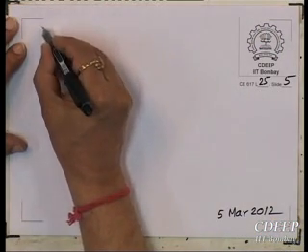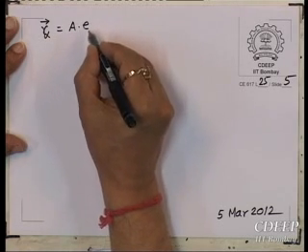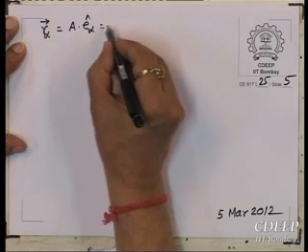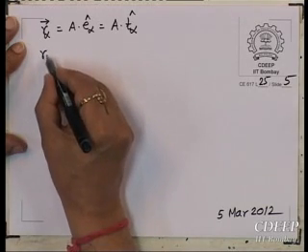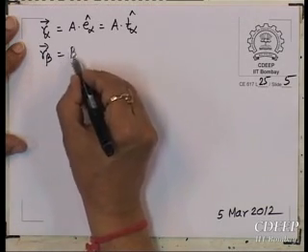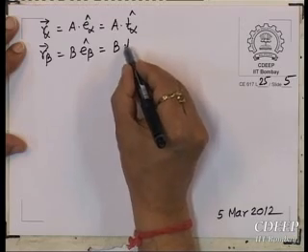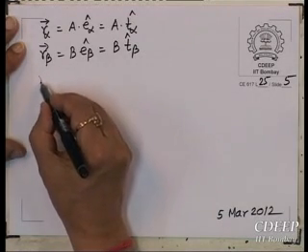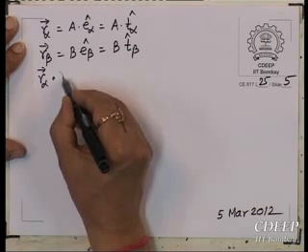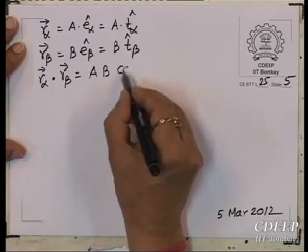So one thing is, now let us recapitulate. So we have got R alpha equal to A times T alpha, and R beta equal to B times T beta, and R alpha dot R beta equal to A and B cos kappa.